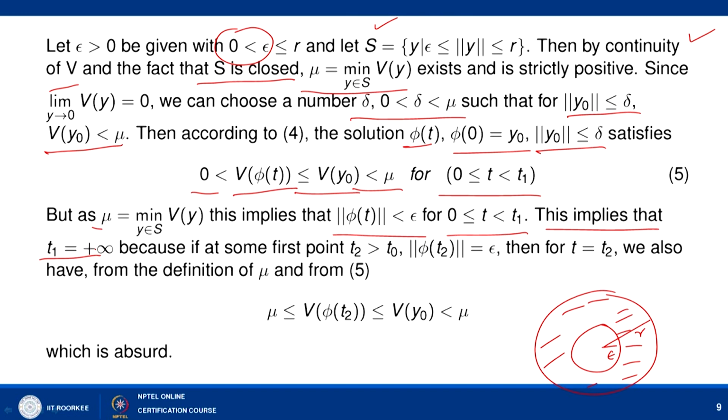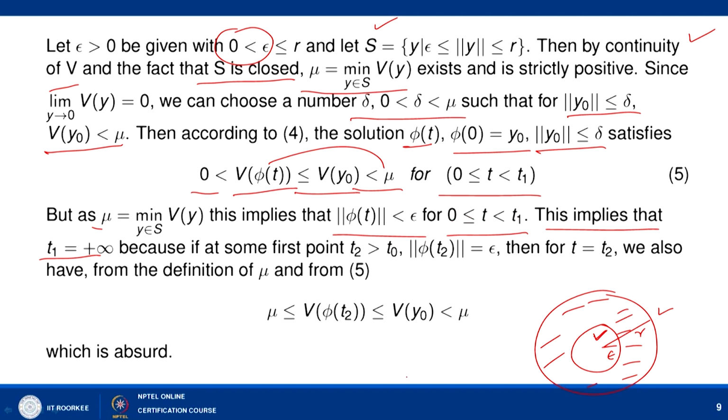First of all, since V of phi t is less than mu, phi t cannot be an element of S here, and S is this annulus region. So, it means that your phi t is somewhere outside this annulus. So, either it will be here or it will be here. Now, since phi t is tending to 0, then V of phi t is tending to 0. So, it must be in a region which contains the origin. So, it must be here. So, it means that if phi t is here, then norm of phi t must be less than epsilon for t lying between 0 and t1 here.